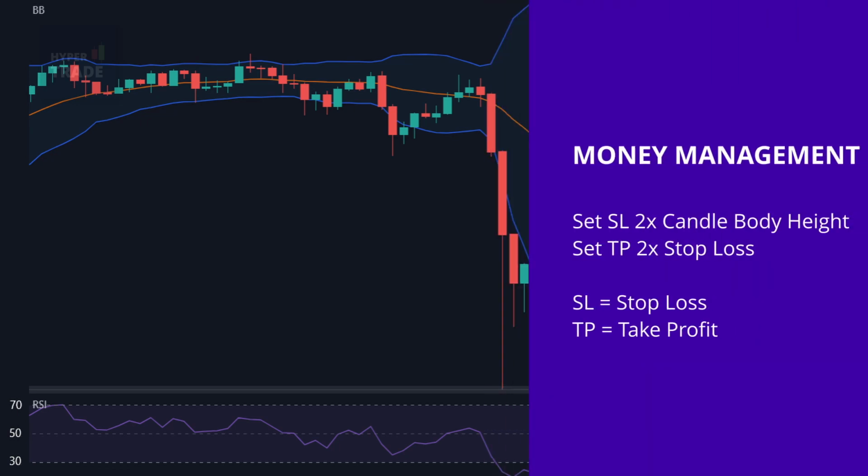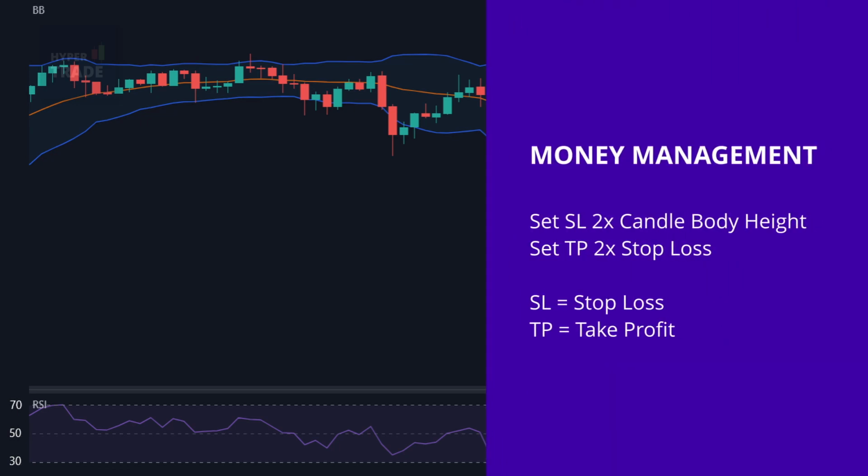For the money management, in this strategy we will need to set the stop loss 2 times the candle body height. And for the take profit, we need to set it 2 times the stop loss.